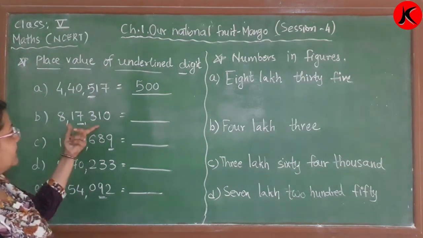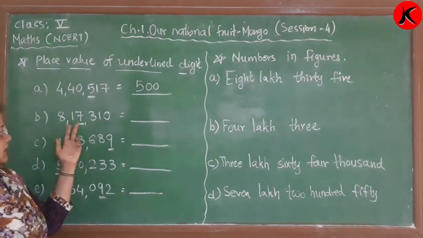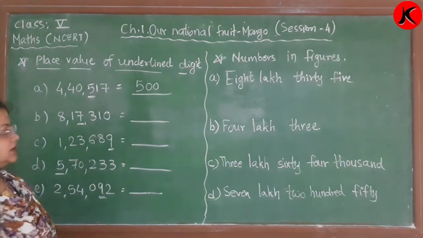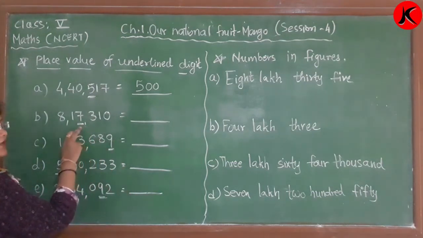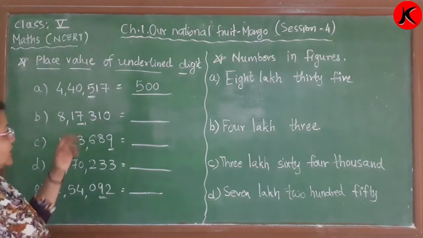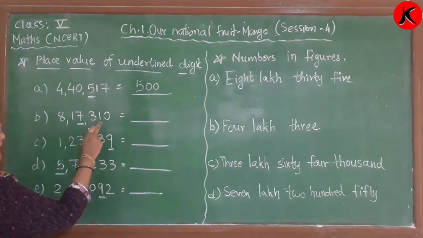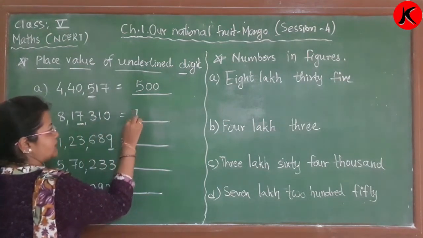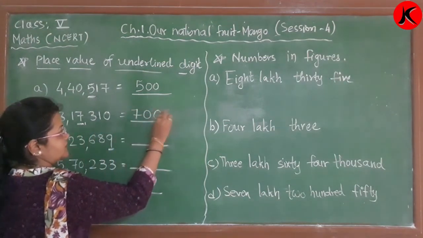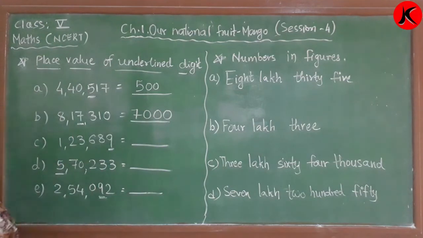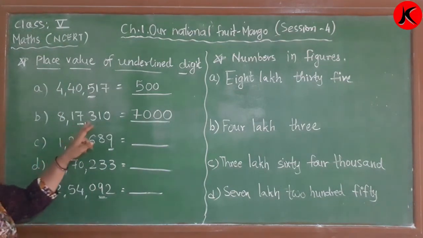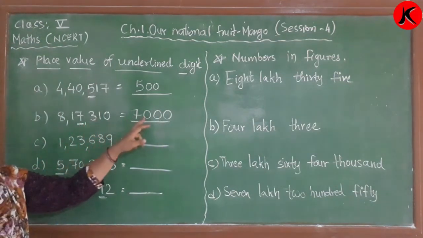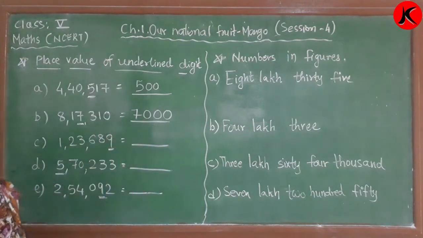Now here in this big number, 7 is there: 8,17,310. How to read this number? 8,17,310. Here the place value of 7. So 7 is on which place? Ones, tens, hundreds and thousands. Right? 7 is on thousands place. So the value of 7 is 7,000. After 7 there are 1, 3 and 0 digits, so we add 3 zeros.